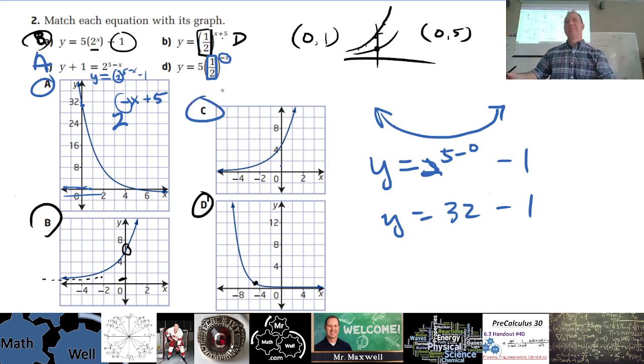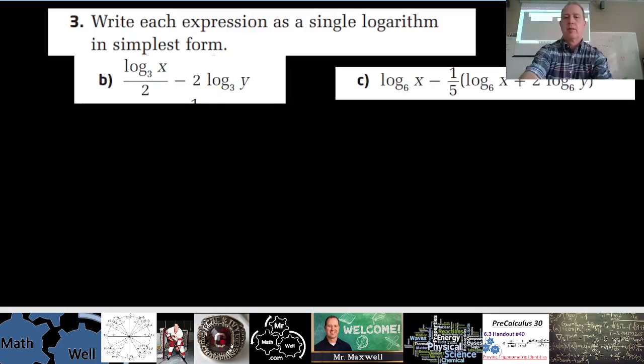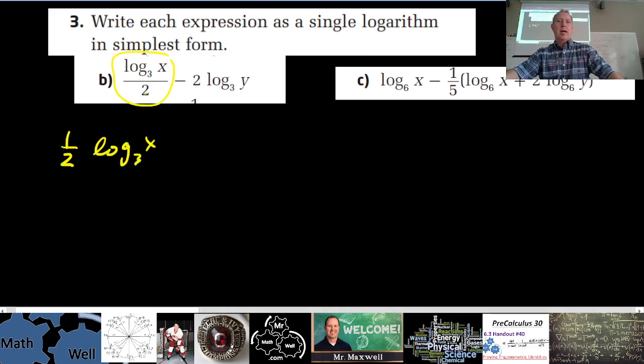Okay, any questions with that one? Okay, so what section was this again? This one's 8.3, right? Each expression is a single logarithm in simplest form. Okay, so what we have here is, you might want to rewrite this as 1/2 log of x base 3. Okay, 1/2, because this coefficient now can be written as an exponent, right? So you might want to rewrite that. This one here, the exponent goes on the y, so it's minus log of y base 3 to the power of 2. So you okay with those first 2 steps?